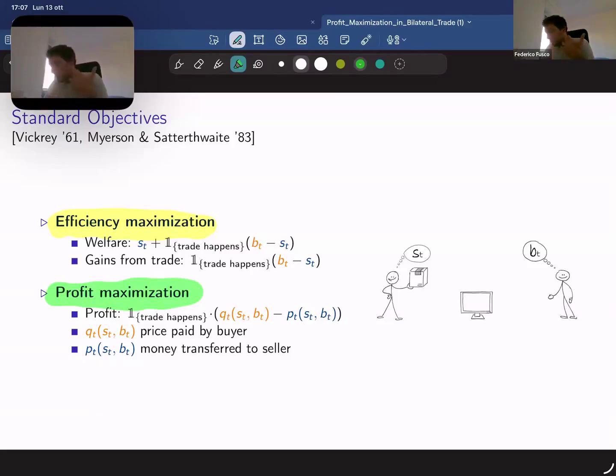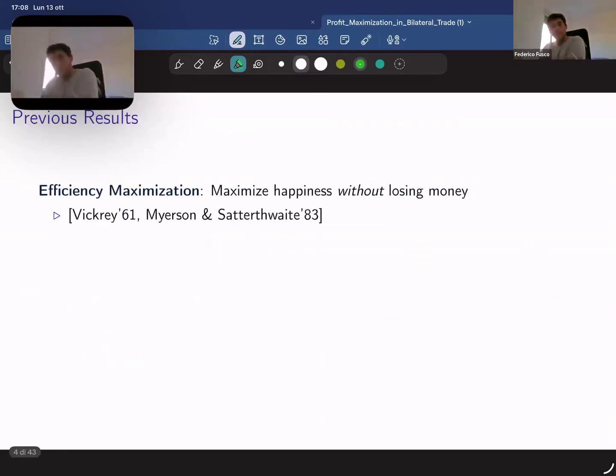So bilateral trade was already studied in the seminal paper by Vickrey, but then the big paper, the seminal paper of this area of research, is by Myerson and Satterthwaite in 1983. So let's see what the previous results in this line of research are. Well, first, there is this surprising impossibility result that states that it is not possible to maximize happiness, let it be social welfare or gain from trade, without losing money. So this is a strong impossibility result.